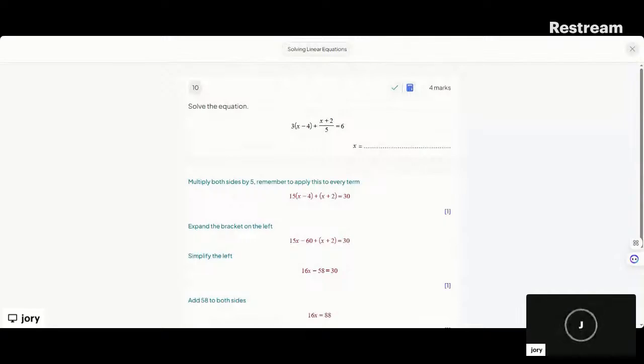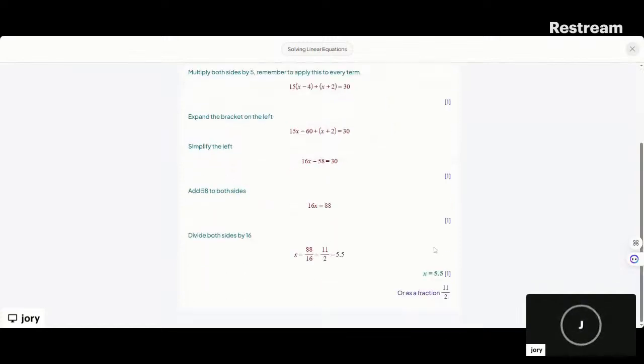Okay, 30. This is also 30. So 30 minus 2 plus 60 is 88. Okay, so 88 divided by 16 is 11 over 2. X is 11 over 2. Yeah, there we go.